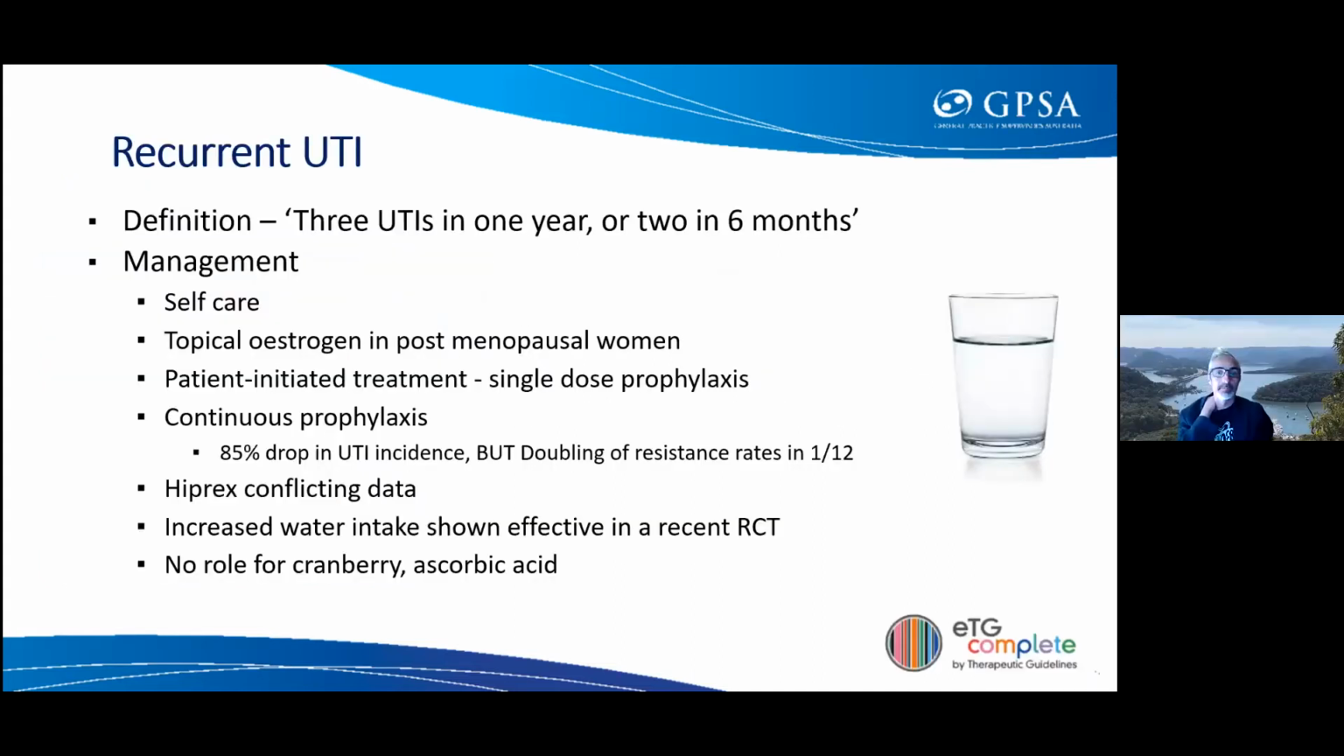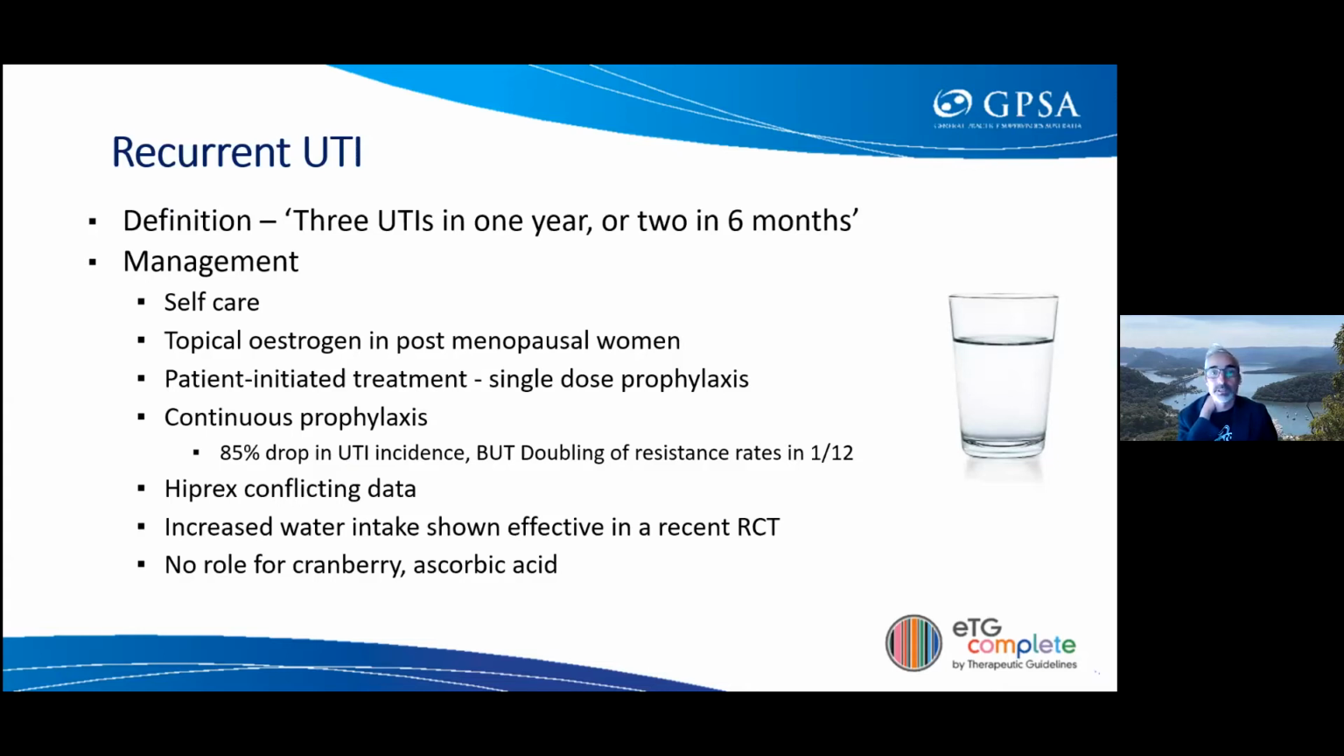So recurrent UTI is generally taken to mean 3 in a year or 2 in 6 months. And really the only thing that's been shown in randomized trials to decrease the incidence of them is drinking more water. People don't believe me when I say that, but actually it was only one RCT, but it showed quite a significant benefit. So that's important.